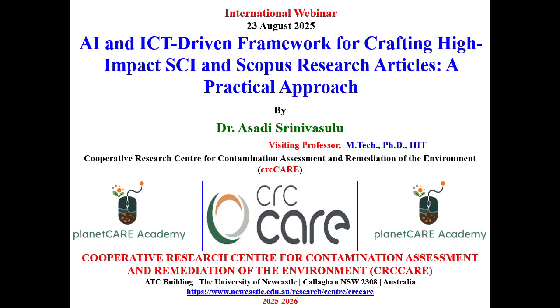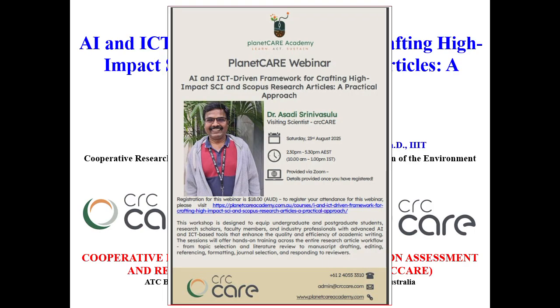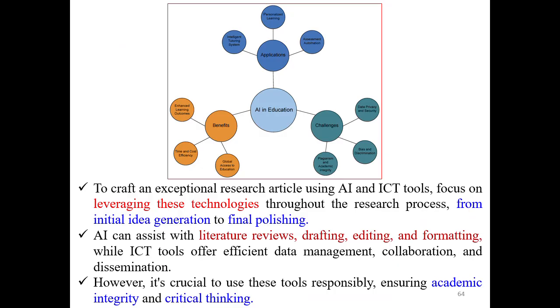Good morning, everyone. Today I would like to explain how to create the best research article using artificial intelligence and ICT tools, and that is the topic. Today I would like to create the best research article in Science Citation Index and Scopus according to Springer format, IEEE format, Elsevier format, and some other reputed journals' formats. Let me justify the title.